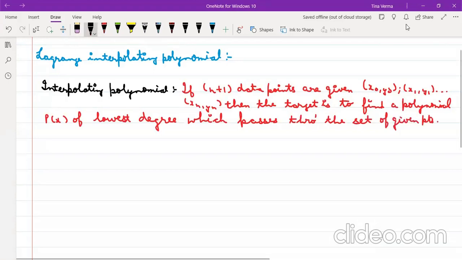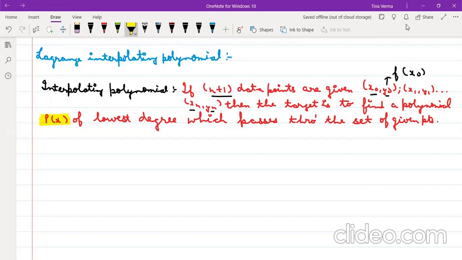Here y naught is nothing but the function value at x naught. We have given n plus 1 data points, so you can notice over here we have x naught and y naught, going up to xn and yn. The function is not known to us; we know only the function value at the data points. So what is the target?